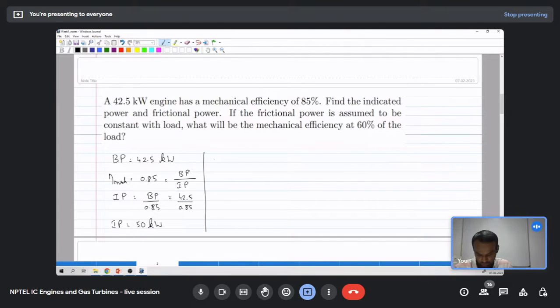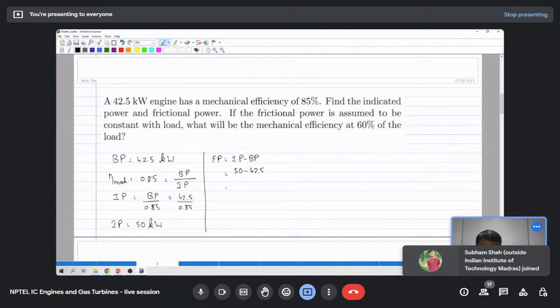Now friction power is equal to indicated power minus brake power. Indicated power is 50 minus 42.5. This is 7.5 kilowatt.